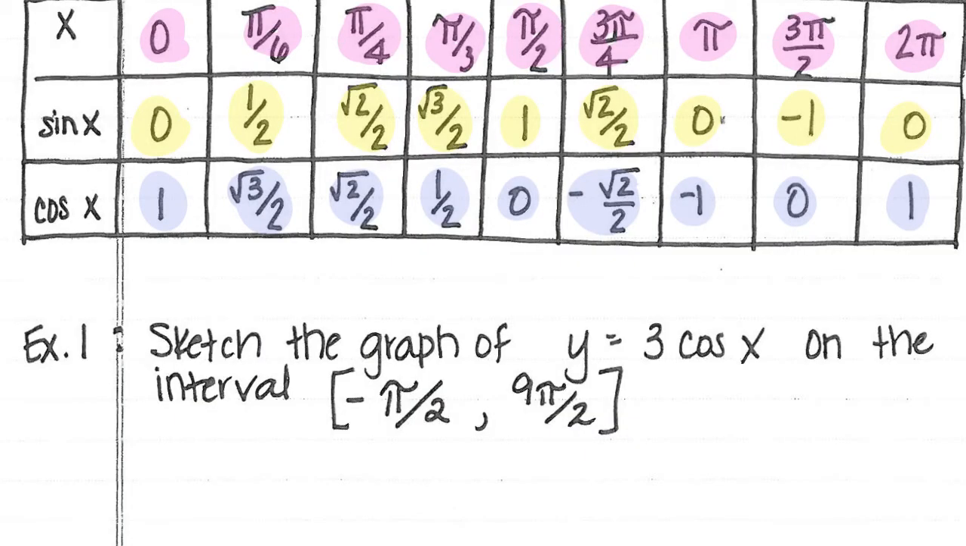All right, so for example 1, they're giving us this function that says y is equal to 3 times the cosine of x. The first thing we have to recognize, and this is a new term for us, is 3 is going to be called the amplitude. So this changes everything. Instead of going up to 1, we're going to go up to 3. And they're telling us to graph this on the interval of -pi/2 and 9 pi/2.